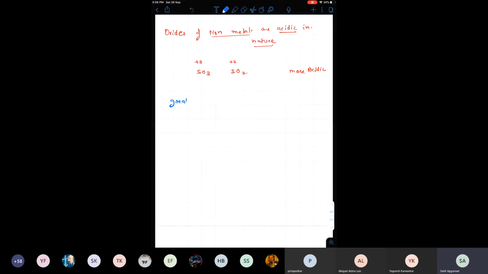Greater the positive charge on the central atom, more tendency to accept electron and hence more acidity. Very good, Abhida.